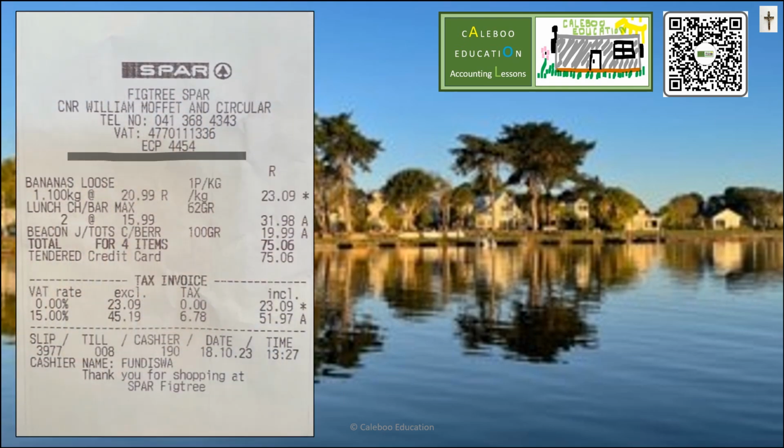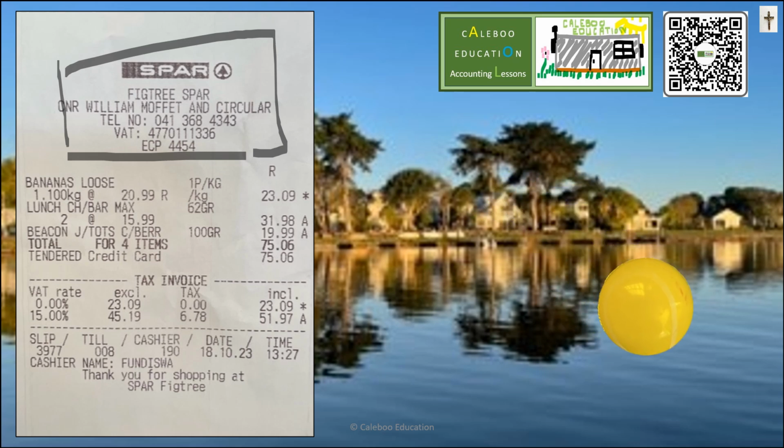Another document which is supporting documentation is a slip. So we get a cash slip from a shop and we make a payment either by check or an EFT. You could use a debit card or a credit card, right, to make the payment.